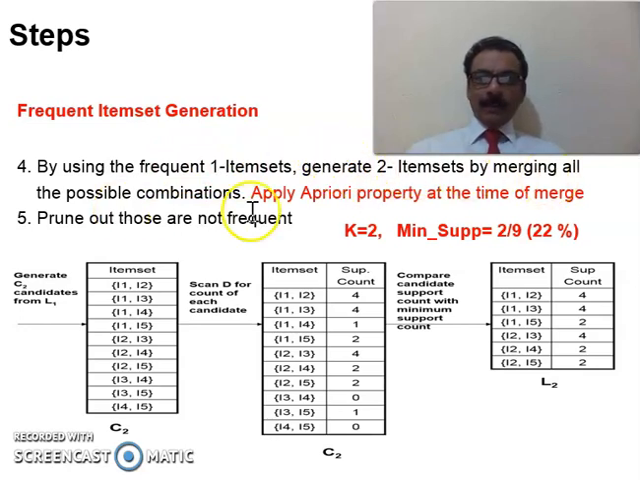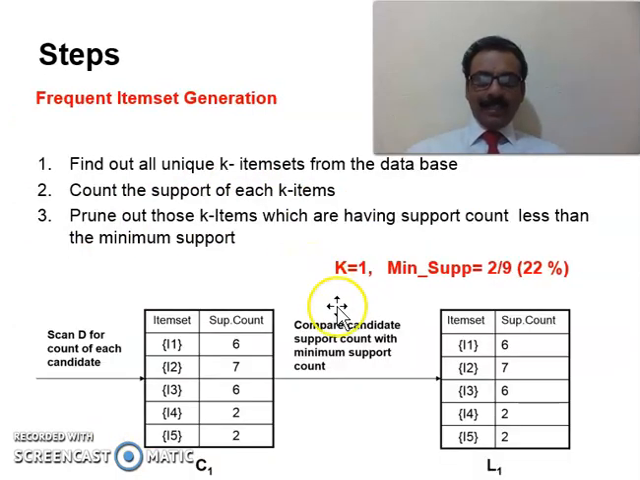By merging all the possible combinations, you're going to make it. When you make your two item sets, you make them from the frequent item sets of K minus 1. So you have to be careful in the rest of the steps. Apply the Apriori property at the time of this merge. Then prune out those that are not frequent. Let's see one by one how it is done. So you have got your candidate here.